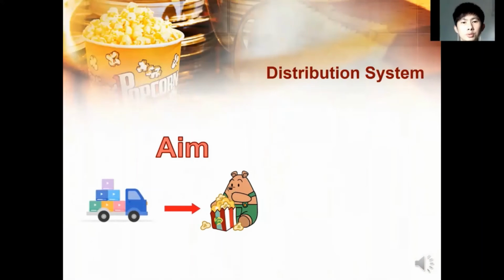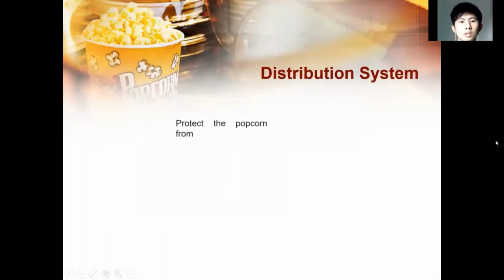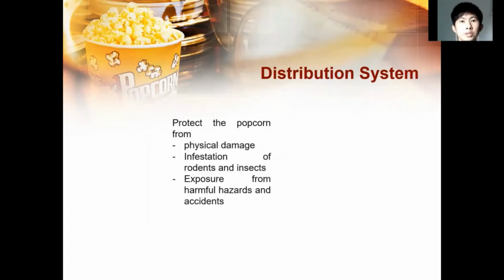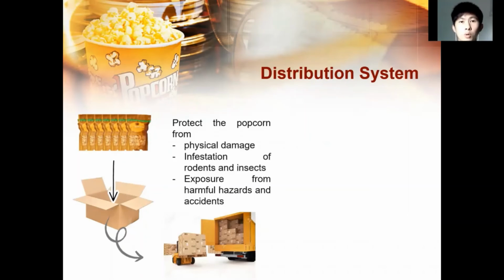The aim of the distribution is to deliver our product, popcorn, to consumers for them to enjoy. During the distribution or transportation process, you must maintain the safety and quality of the popcorn. To protect the popcorn from physical damage, infestation of rodents and insects, as well as exposure to harmful hazards and accidents, the warehouse operator will put the popcorn into a corrugated paper box before it is loaded into the delivery truck for the distribution and transportation process.